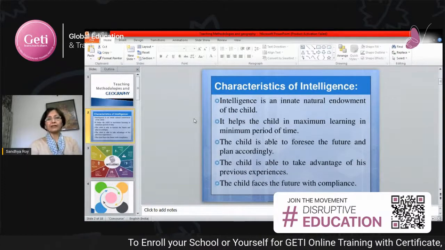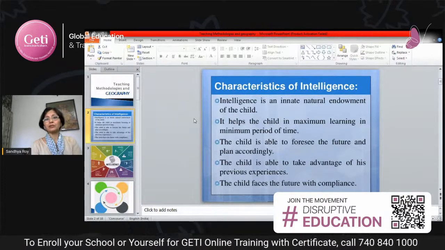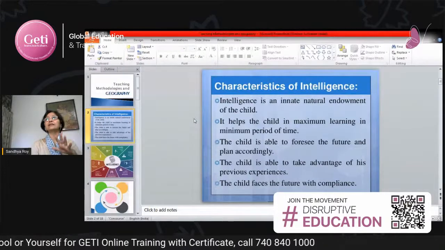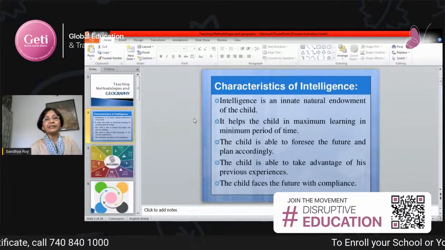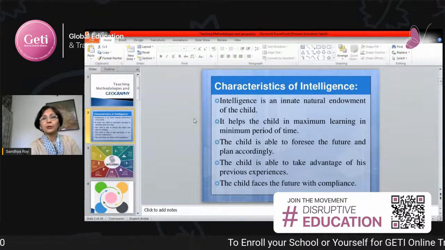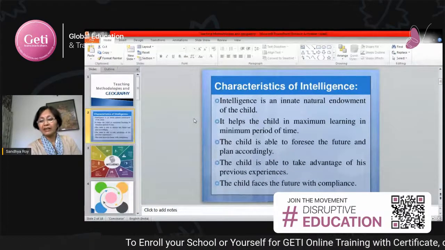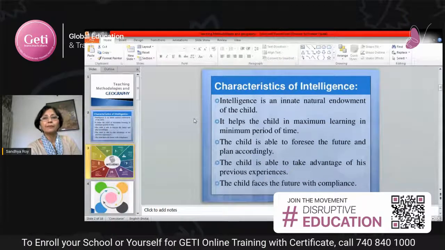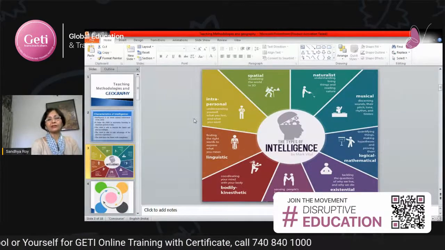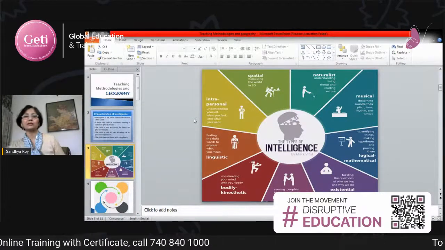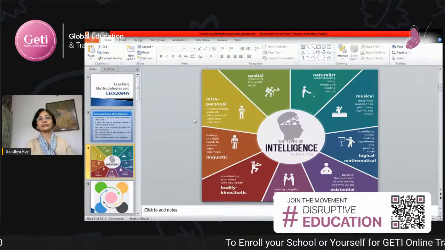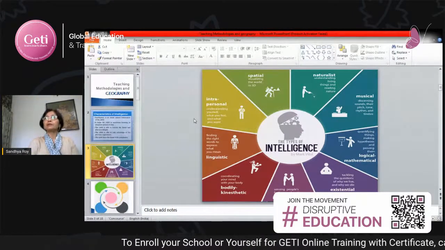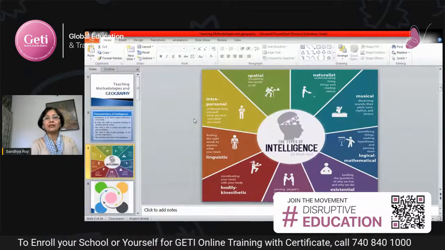The last point here is that the child faces the future with compliance. That means everything is related, how it is able to understand the different aspects of life. So with the characteristics of intelligence, we are coming to the different types of intelligence. Here it is very important to understand how the different types of intelligences are there. All the students are not able to do a particular type of work at a similar pace.